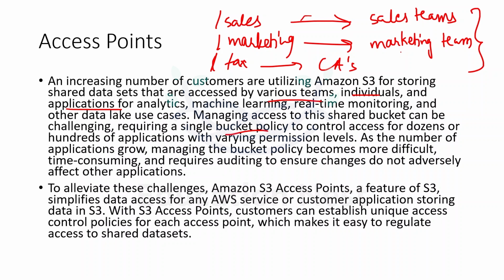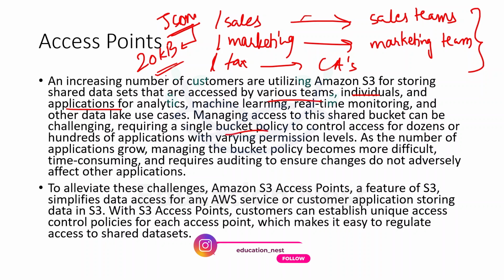Also, a bucket policy has a restriction of 20 KB. We know that policies are JSON documents, so this JSON should not exceed 20 KB in size. If you have such a complex structure where one bucket is shared by multiple teams and we want to restrict the accesses, then we might exceed this 20 KB limit as well. So to alleviate these challenges, we want a feature, and that feature is called S3 access point.